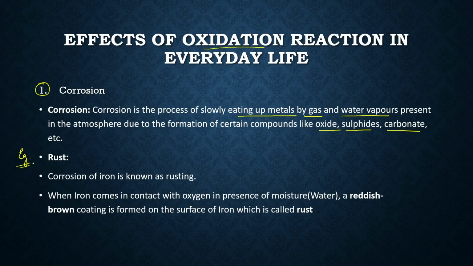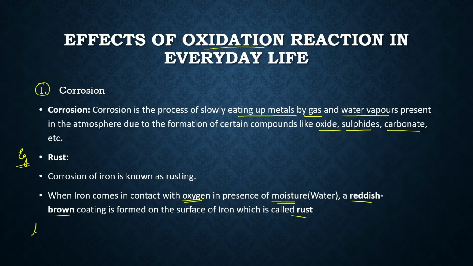So how does rust happen? The corrosion of iron is nothing but rusting. So when iron comes in contact with the oxygen and the moisture, that is the water vapor, then a reddish brown coating comes on iron, which is referred to as rust. So huge amount of money is spent repairing this corrosion.